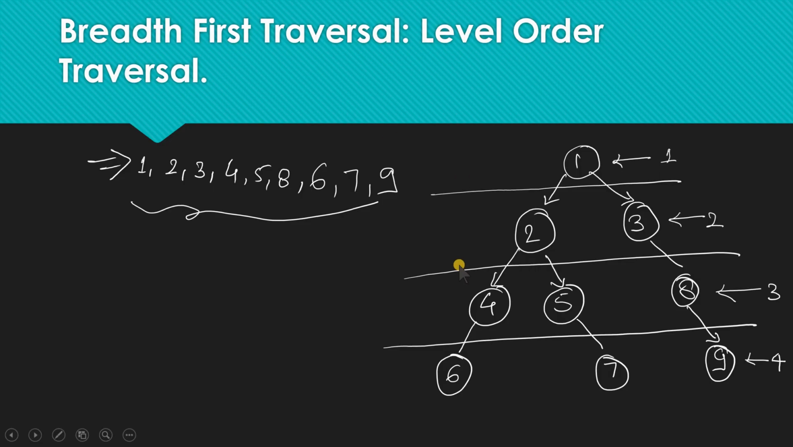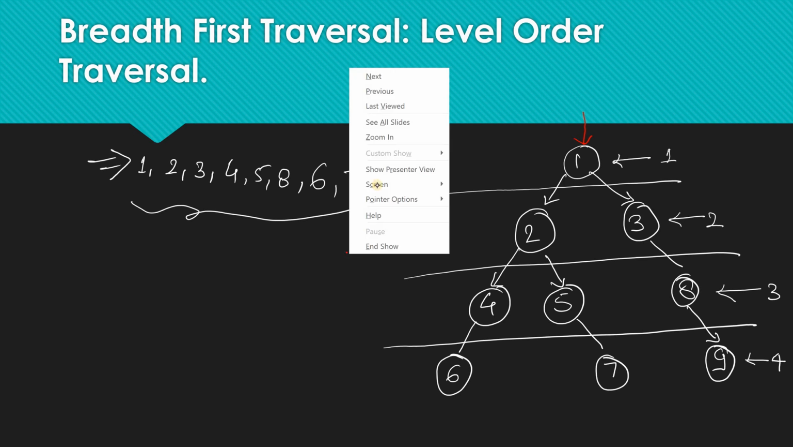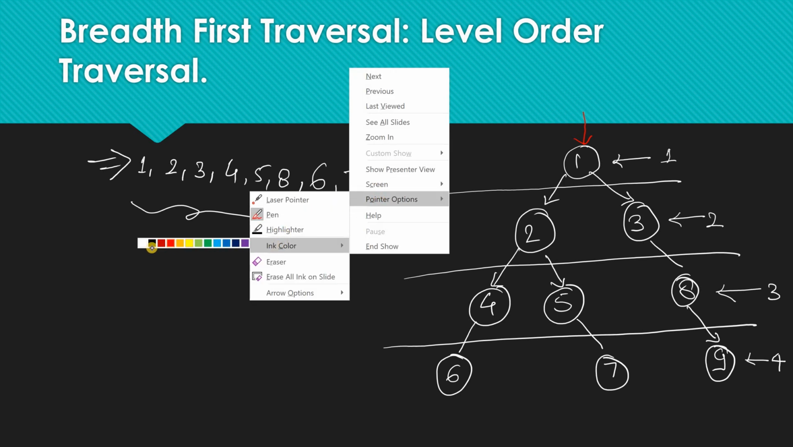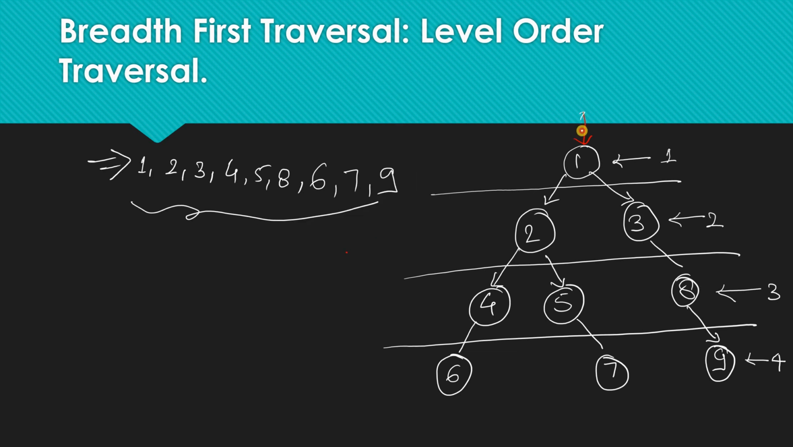Now let's go back to our slide. Yeah, this was our slide, right? So let's discuss how we can actually print the nodes on the level. We are given this root node, and we have to print all the nodes at each and every level, right?